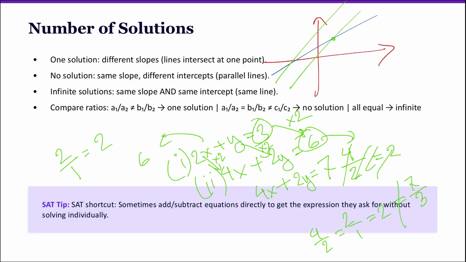And finally, if we have a case where a1 over a2 is not equal to b1 over b2, for example, if we have 2x plus y is equal to 3, and maybe 3x plus 7y is equal to 4, then the ratio of the x coefficients or the a values, that'll be 3 over 2, which is not equal to the ratio of the y coefficients, which is 7 over 1.